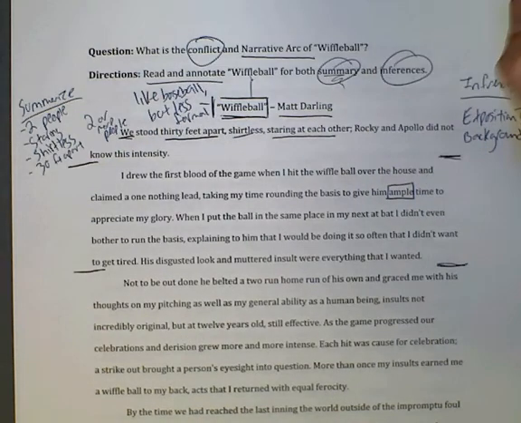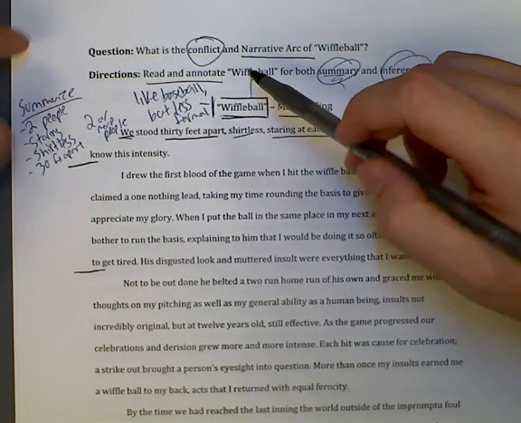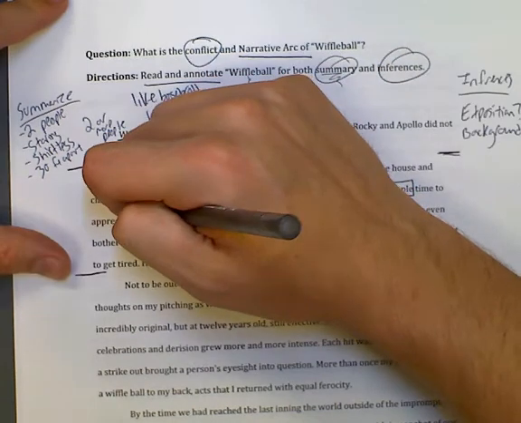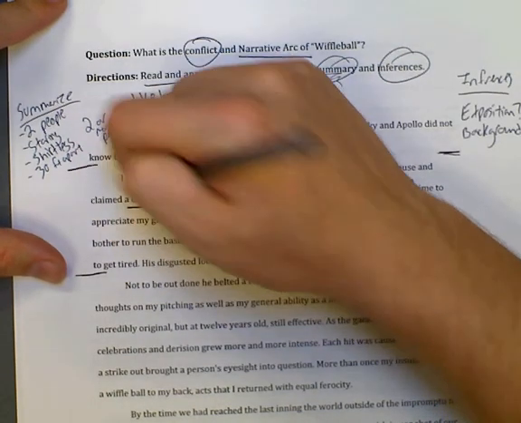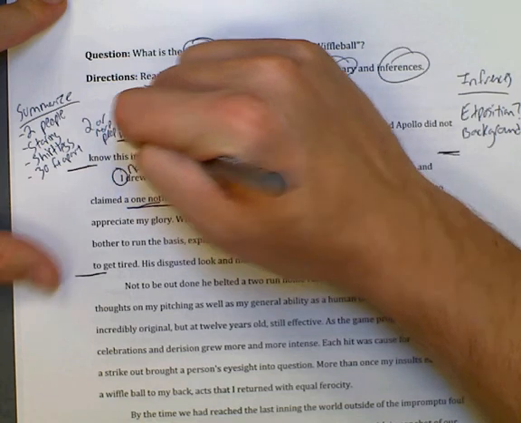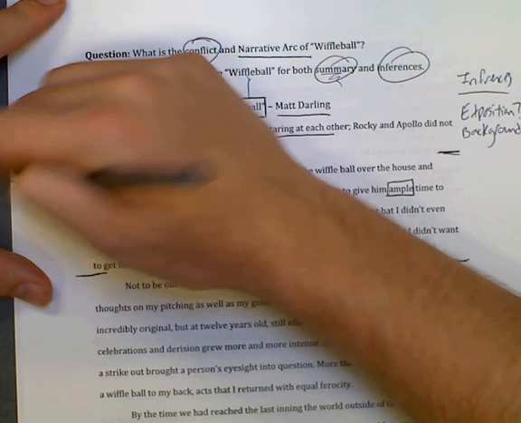But I start off. I drew the first blood of the game when I hit the wiffle ball over the house and claimed a 1-0 lead. Okay, so I know that wiffle ball is like baseball. And what I'm going to get out of this sentence is a 1-0 lead and the I. So the I is the narrator. I'm going to write down narrator winning.